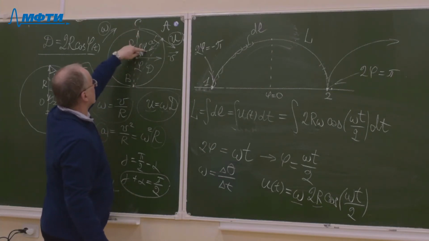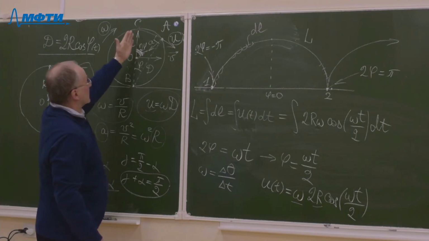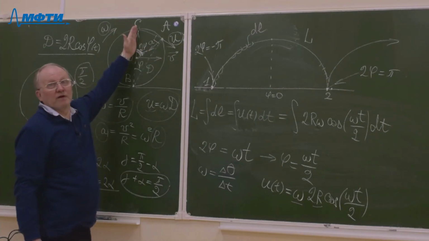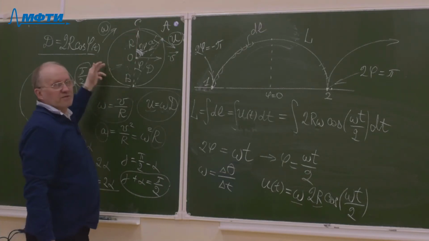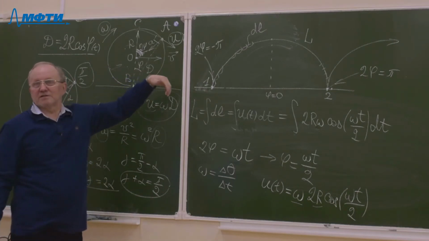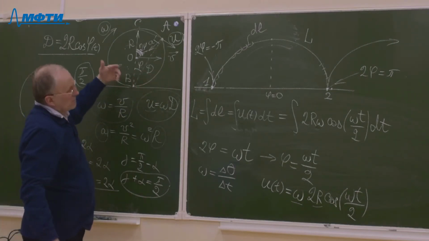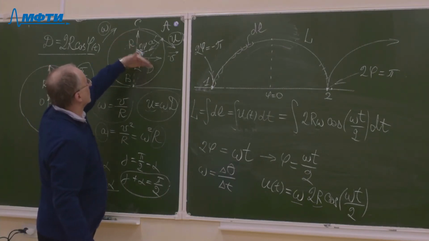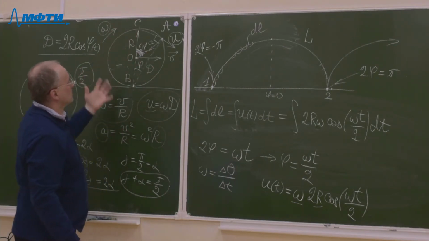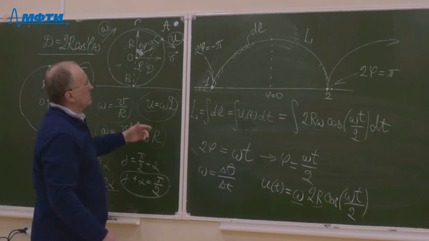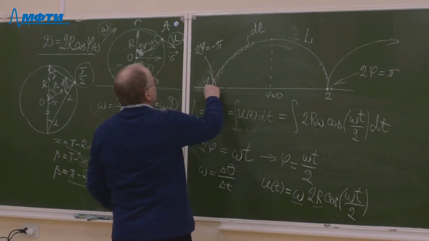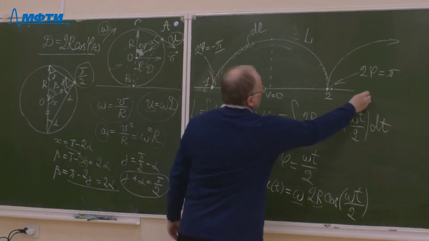Then this angle will be 0 because, well, I started measuring angles from this position. That's an arbitrary position. I could have chosen any other position to measure the angles. But, well, it's convenient to start measuring angles from vertical in this particular problem. Because in this case, the whole trajectory is divided into 2 symmetrical parts from minus pi to plus pi.